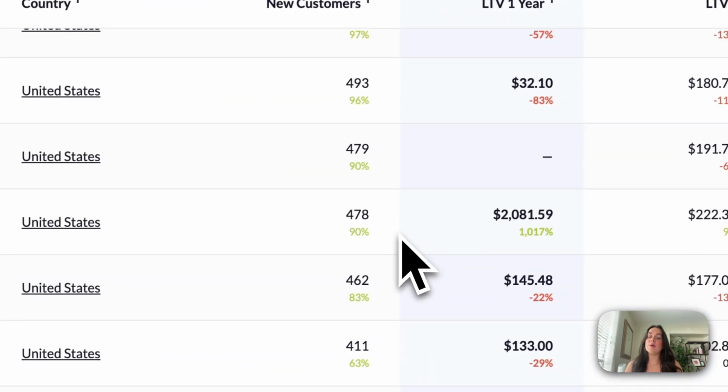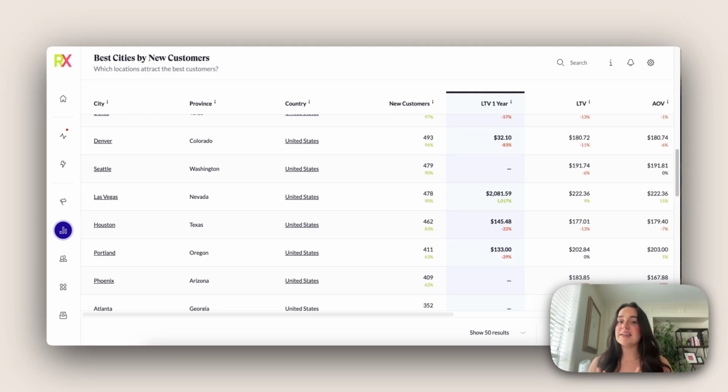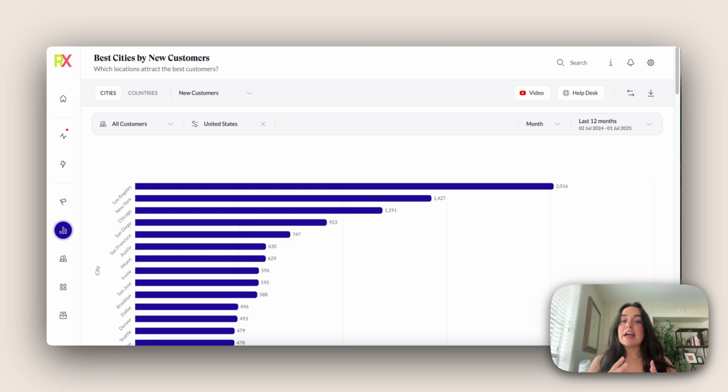And right away, I can see that Las Vegas is actually producing a higher LTV 1 year with a little over $2,000, which is a pretty big jump from our original $197. While this location is coming in with about 478 new customers, this is actually a great opportunity for you to start focusing in on this location. Now that we know which cities are producing my highest quality customer, I can shift budgets over to them to start acquiring more of them. I can shift budgets away from poor performing cities, and then I can also determine other locations to maybe produce a pop-up or brick and mortar store. Whatever it is that you choose to do, the Best Locations report will support you in your findings.